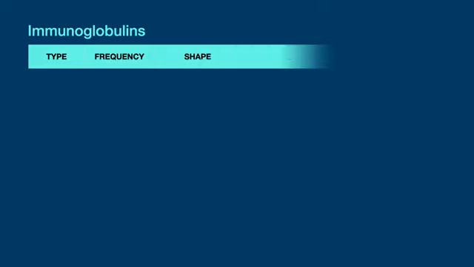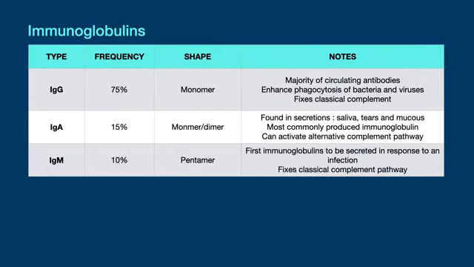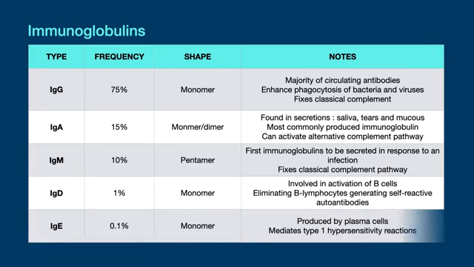Now let's take a look at immunoglobulins. Here we will be looking at the various types of immunoglobulins and their properties. IgG is a monomer. It is the majority of the circulating antibodies, and they enhance phagocytosis of bacteria and viruses. They fix classical complement. IgA is a monomer or a dimer found in secretions such as saliva, tears, and mucus. It is the most commonly produced immunoglobulin, and it can activate the alternative complement pathway.